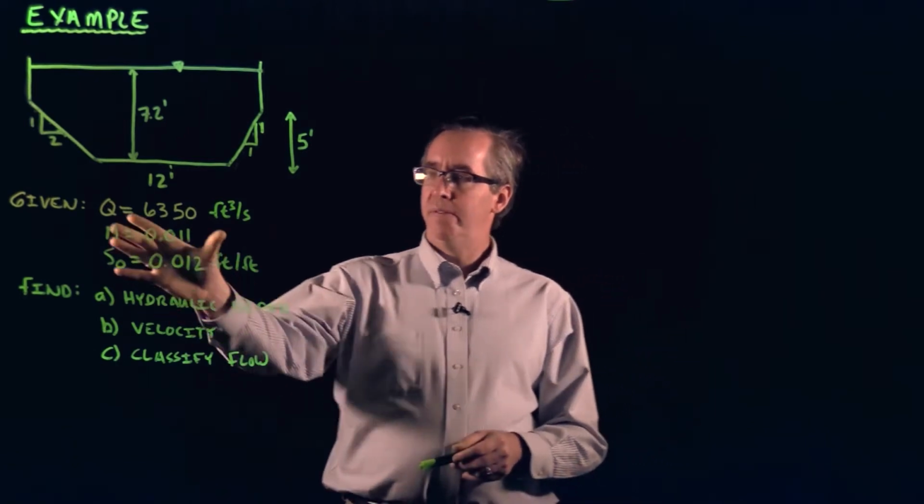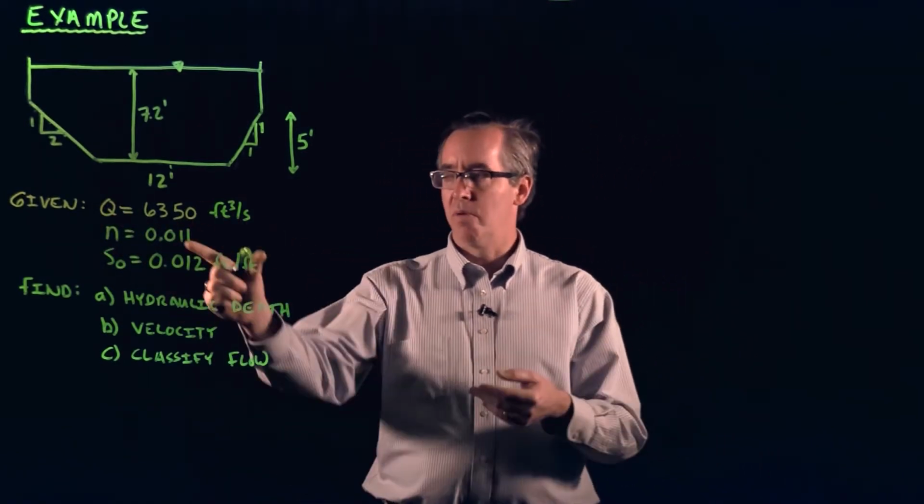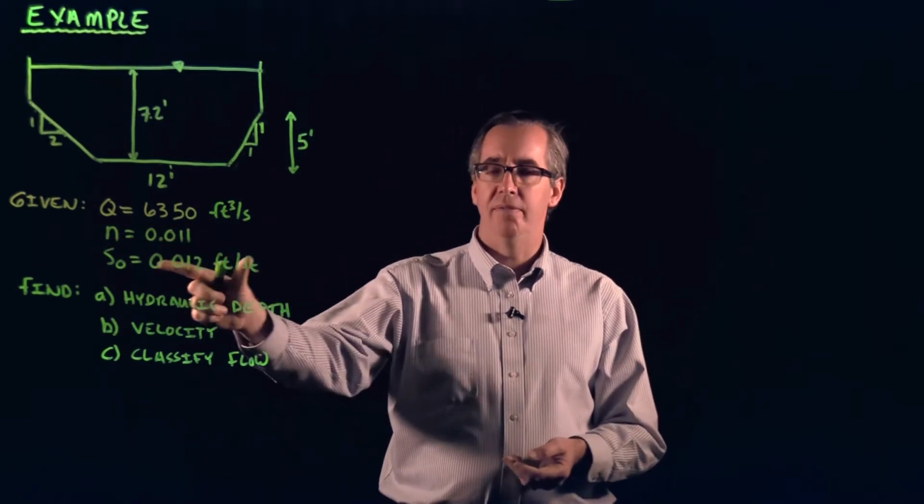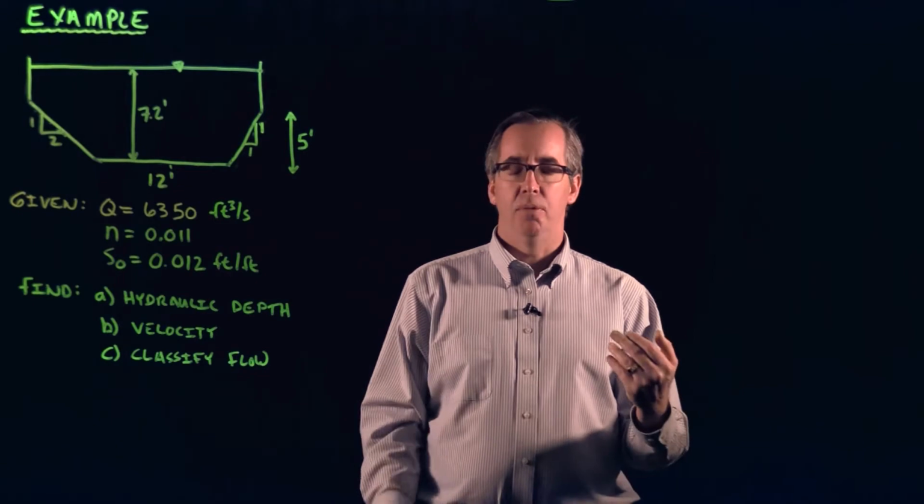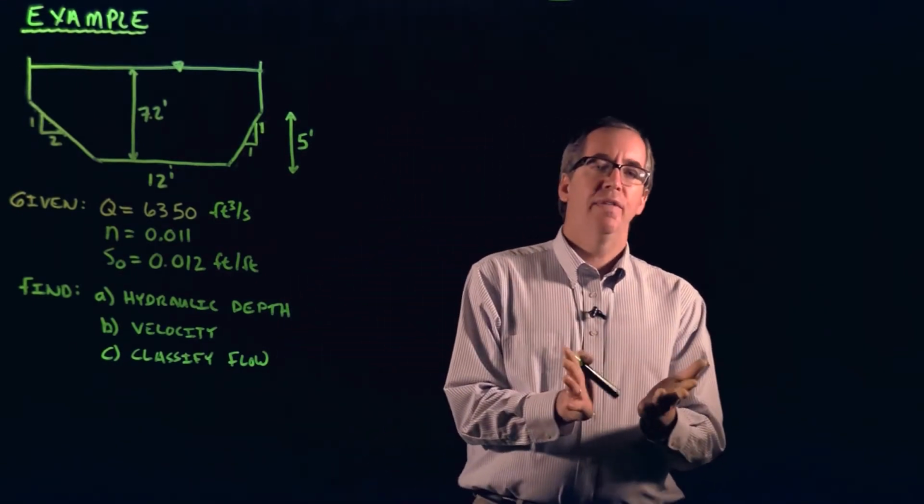Okay, we're given the flow of the channel as 6350 CFS. We know the roughness, which is a Manning's n, 0.011, and we also have the slope of the channel as 0.012. Okay. I'm going to take you through 3 different calculations.